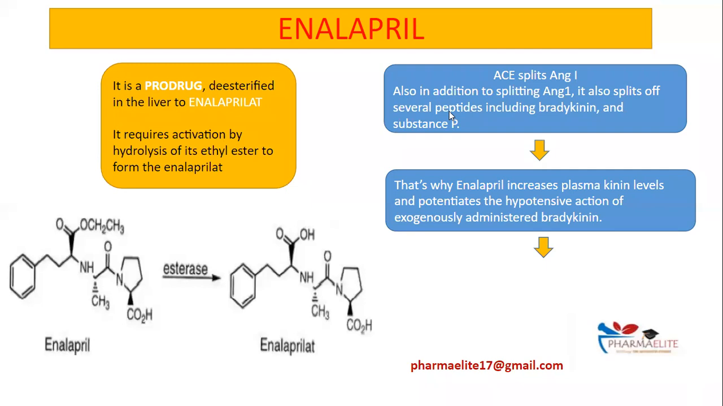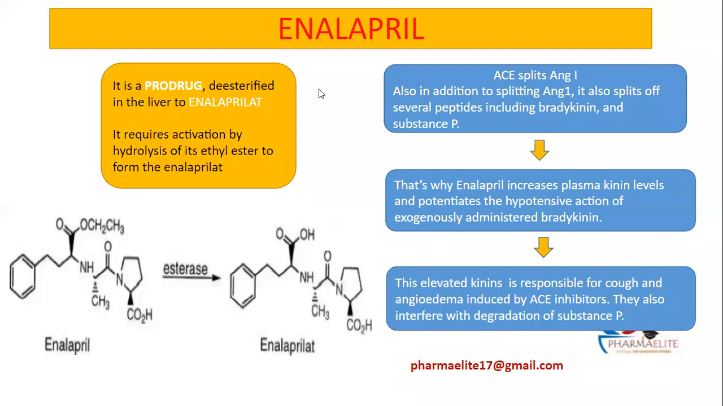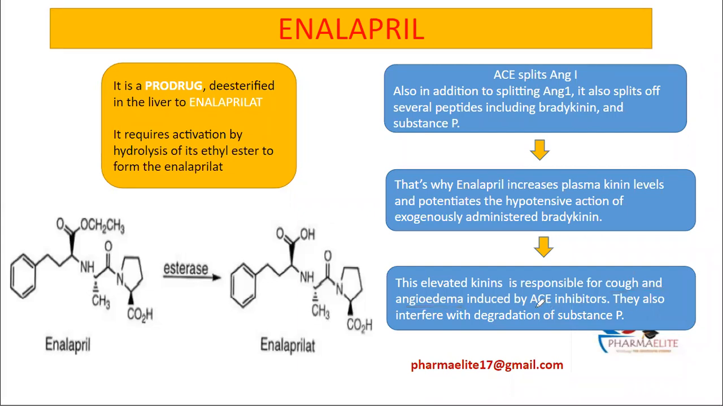That's why enalapril increases the plasma kinin levels, and it also potentiates the hypotensive action of exogenously administered bradykinin. This leads to an increase in the level of kinins, and this is responsible for cough and angioedema. Cough and angioedema are mainly produced by taking ACE inhibitors. So cough and angioedema are among the most important effects shown by all the ACE inhibitors, and they also interfere with the degradation of substance P. Okay, so ACE, apart from splitting angiotensin 1, also splits bradykinin and substance P.